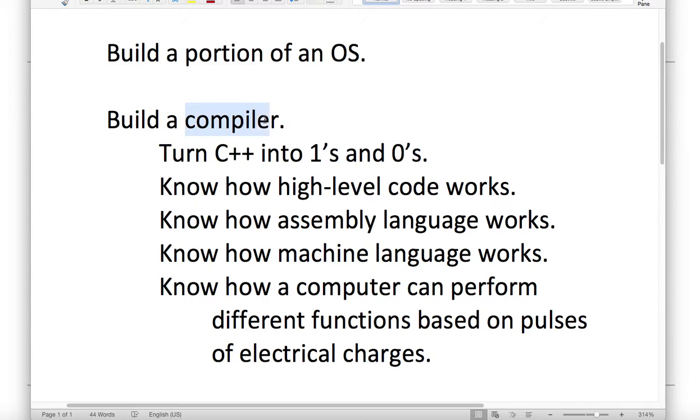And so what skills do you need to know in order to create a compiler, right? Well, what does a compiler do? It turns C++ into ones and zeros. Right? And so you need to know how high-level code works. And what is high-level code? It is C++, Java, Python. You need to know how assembly language works. And what is assembly language? It is what high-level code is turned into before turning it into machine language, which is ones and zeros.